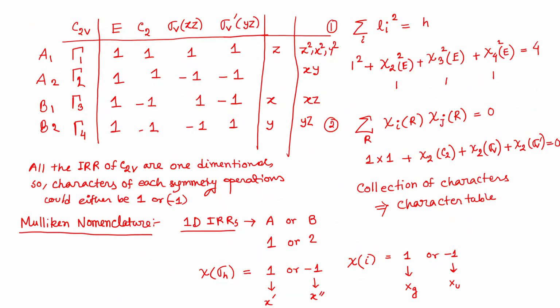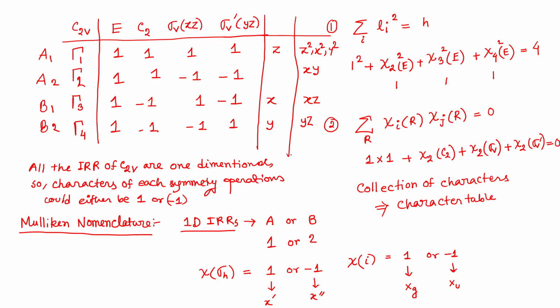We have also discussed in the last session what is going to be the Mulliken nomenclature for a 1D irreducible representation. The name will start with A or B depending on the symmetric nature of the character of C2, the main principal rotational axis. As you can see, for a C2v point group we have 4 symmetry operations and 4 classes, and that's why we have 4 irreducible representations, the first one being the totally symmetric one in all the cases.